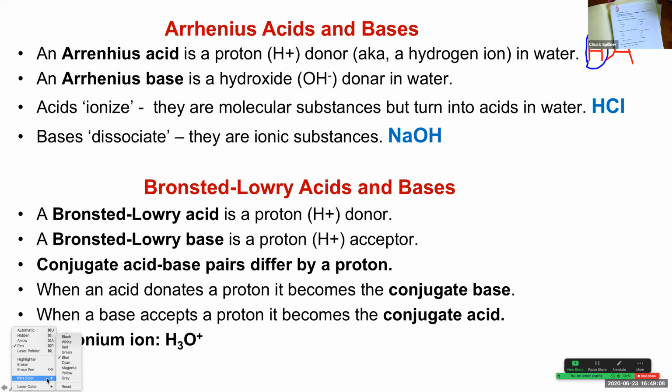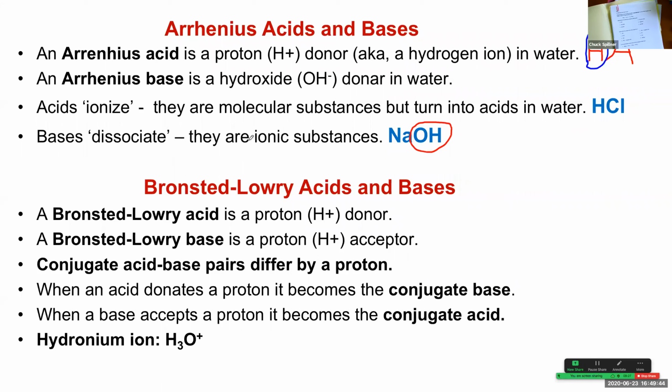And this is the most specific definition of acids and bases. As we talk about some of the other definitions, they get more broad and include more and more compounds. So the alkali metals and alkaline earth metals, the group 1 and group 2 elements, have hydroxides that are the Arrhenius bases.